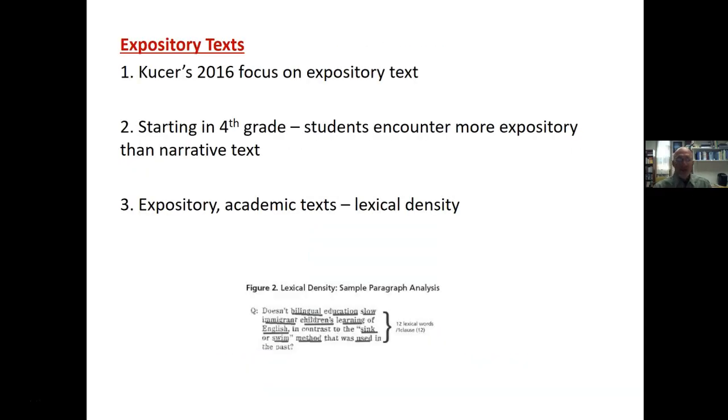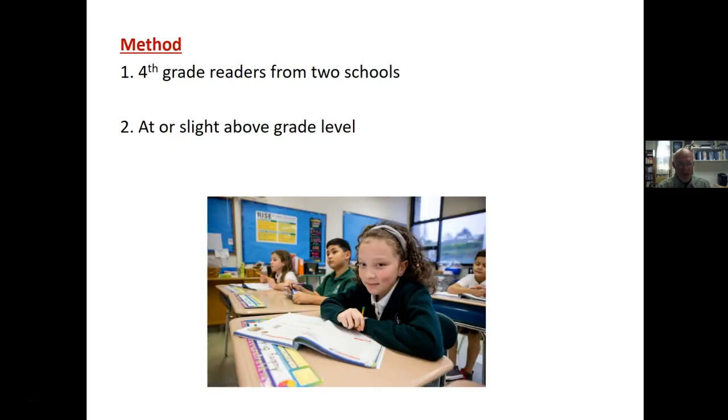And there again is the study. First of all, his focus was on reading expository text. Starting in 4th grade, students tend to encounter more expository text than narrative text. Sometimes this is the reason for the 4th grade slump, as they call it. Expository texts are different than narrative because there's more lexical density. That means more conceptually and linguistically density, more information packed into sentences, more clauses packed into sentences as well.